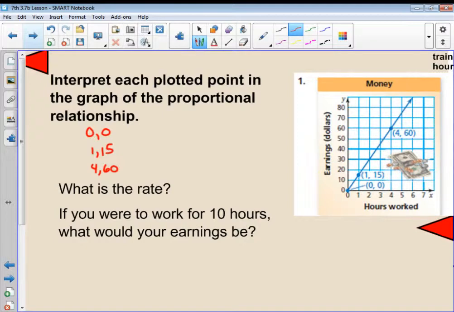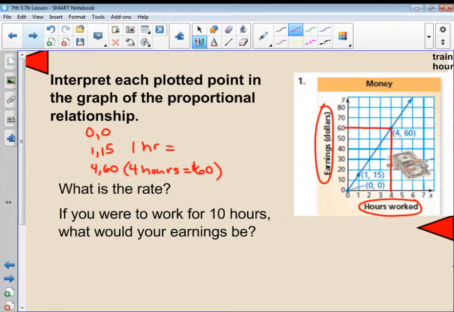So I'm going to start with the 4, 60. So my 4 was hours worked, and my 60 was dollars that I made. So 4 hours equals $60. And you can rewrite that. I made $60 in 4 hours, however you want to write it out, just so that you're understanding what the 4 and the 60 mean. So then here, 1 hour equals $15. And obviously, if I work for 0 hours, I'm going to get $0.